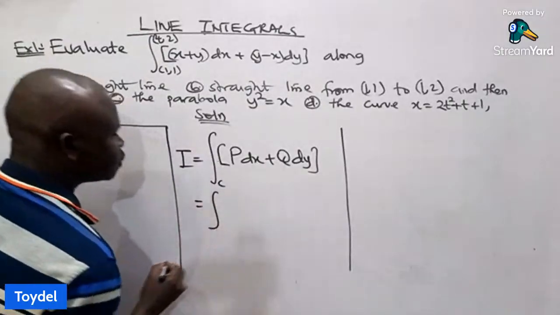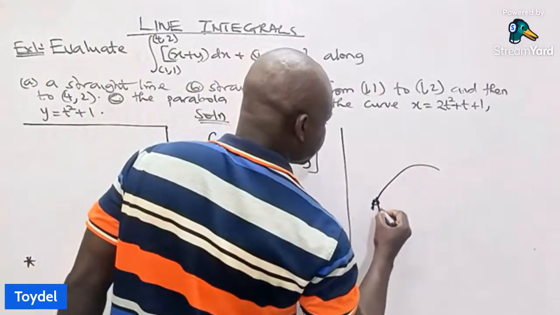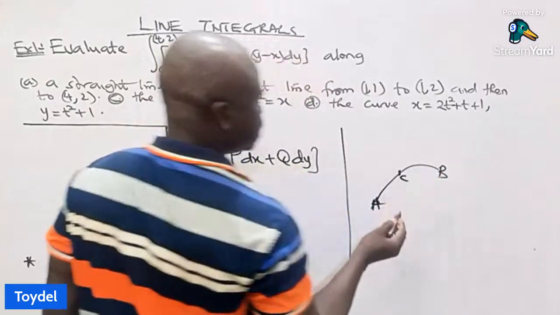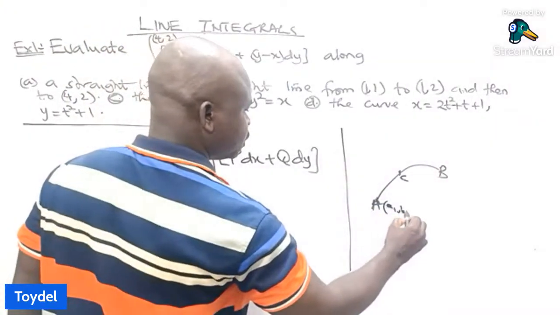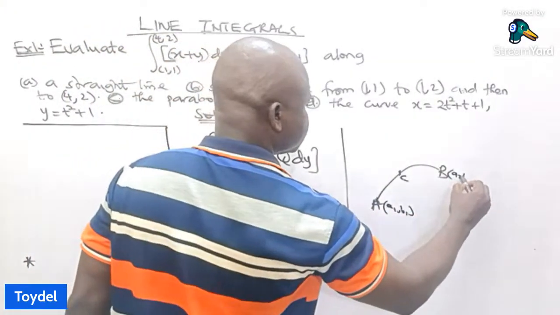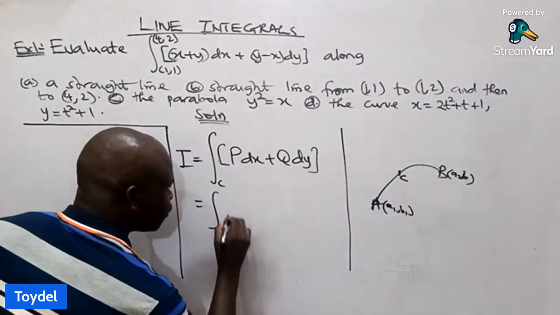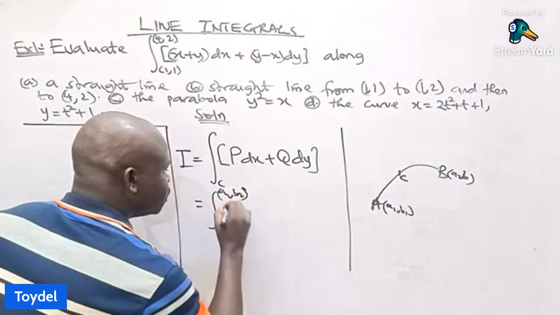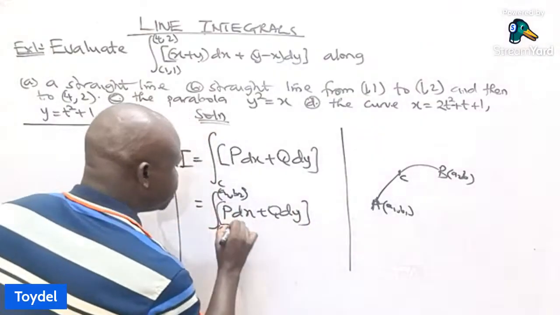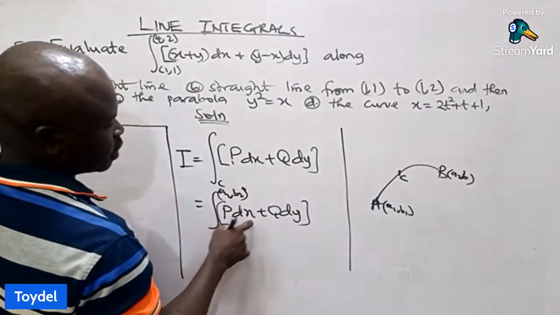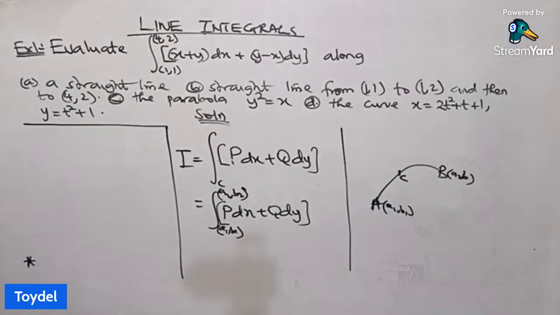Then if this is a linear integral along two points A and B, along this curve C, the coordinate of A is (a1, b1) and the coordinate of B is (a2, b2). Then this will give us the integral from (a1, b1) to (a2, b2) of P dx plus Q dy. So P is a function of x, then Q is a function of y. So that is the formula for linear integrals.